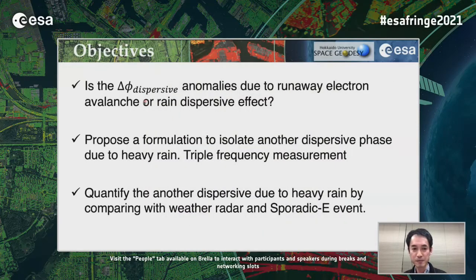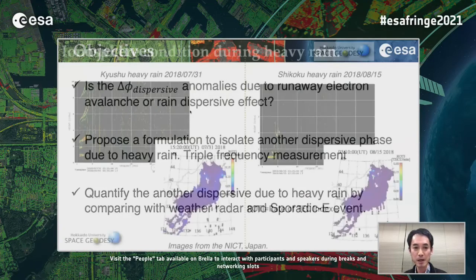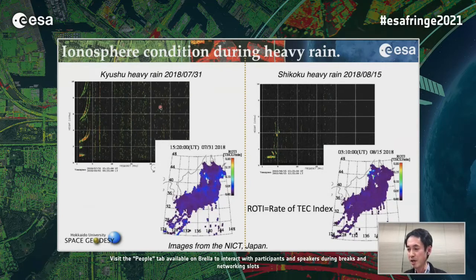So from now, we first try to answer the question: is the dispersive phase anomaly due to runaway electron avalanche or rain dispersive effect? Before moving on, we have checked the status of the ionosphere at the time of data acquisition using both ionosonde and GNSS ROTI, the rate of TEC index map from the Japanese GNSS network. We have confirmed that the ionosphere was very calm at the time of SAR imaging.